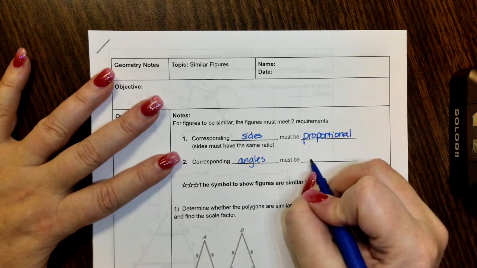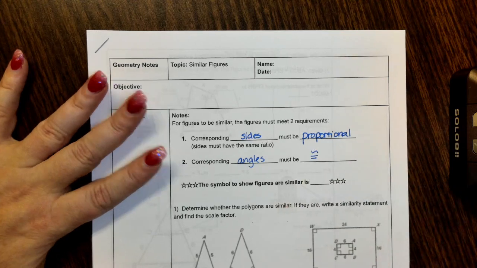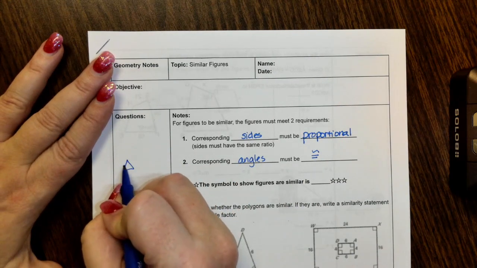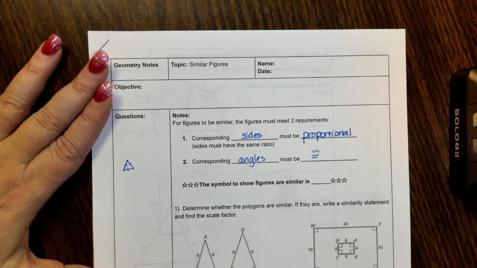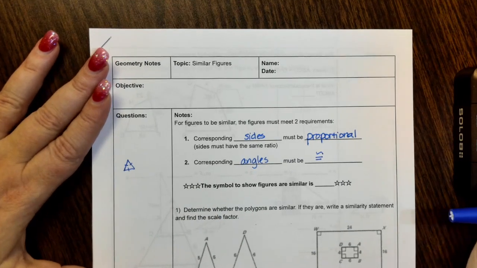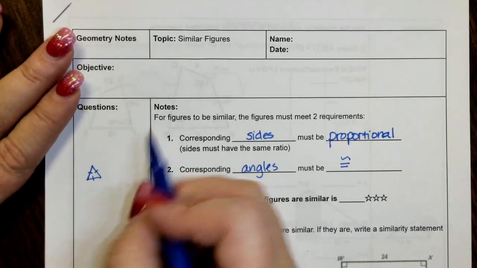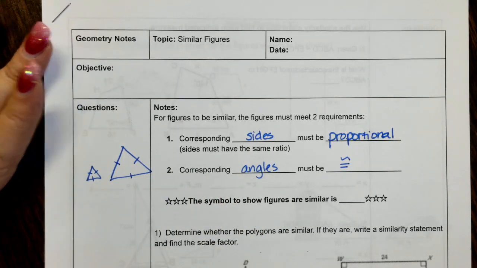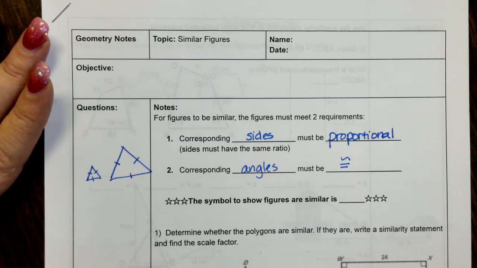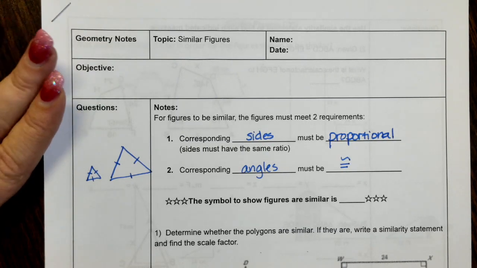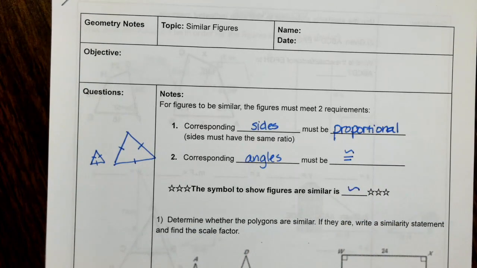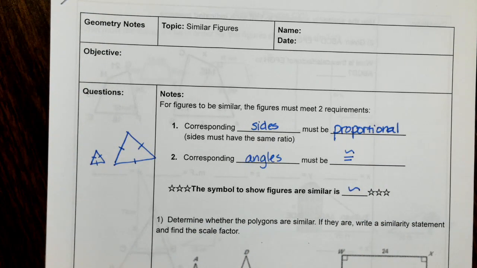must be equal, because if you take this little bitty equilateral triangle, it has angles that are all equal to 60 degrees. We can also draw a bigger equilateral triangle. It also has angles that are 60 degrees. The size of the angle didn't change, just the size of the triangle. Okay, the symbol to show that figures are similar is that little tilde. That means that they're similar, the same shape but not the same size. Means they're proportional.